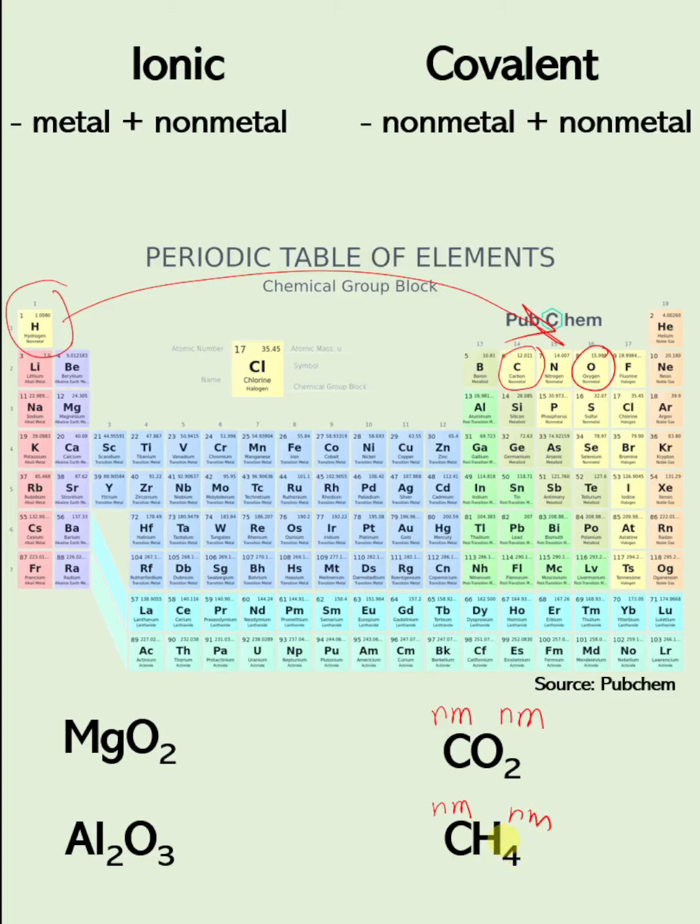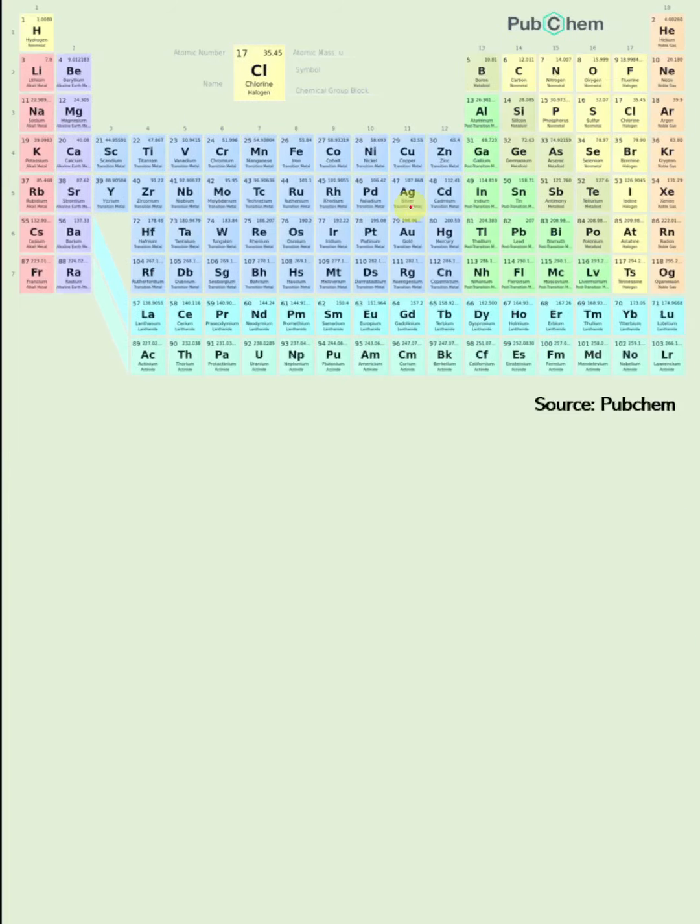Now, in terms of their naming, for the ionic, there is no prefixes, okay? So we don't use the prefixes in naming ionic compounds. Then of course for covalent compounds, we use the prefixes, yung di, mono, tetra, and so on.